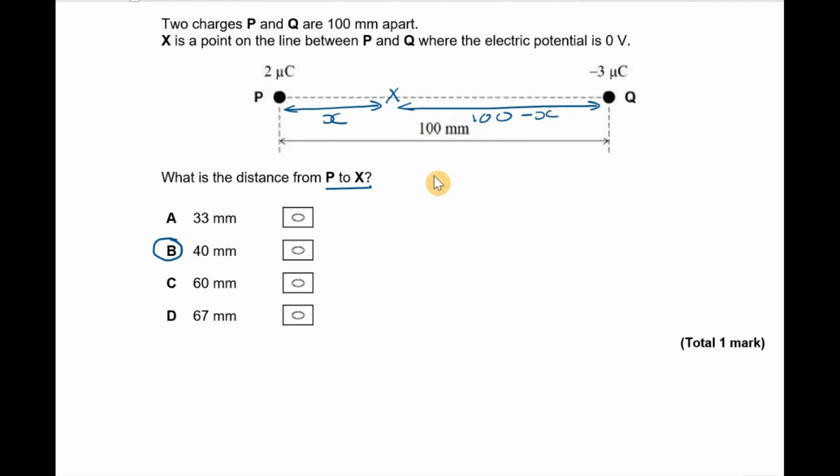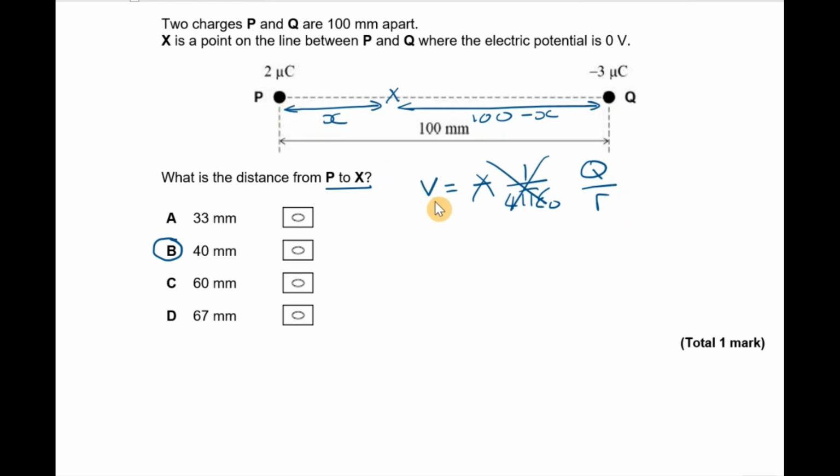Right, what equation is going to help us with this? The equation that's going to help us is electrical potential is equal to 1 over 4 pi epsilon 0 multiplied by the charge over the distance from the charge. Well, I'm going to ignore all of that because all I'm interested in is the ratio of charge over distance.